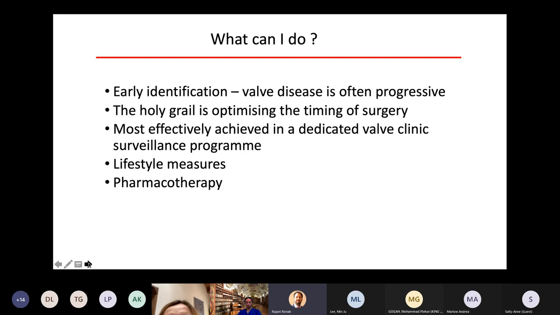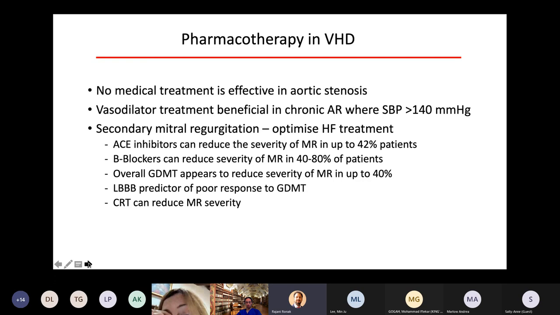We personally feel that this is most effectively achieved in a dedicated valve clinic where we can monitor outcomes, we have a callback policy for patients at guideline-directed intervals, but where we can get help from our colleagues in the community is helping with the implementation of lifestyle measures, optimizing risk factors such as hypercholesterolemia, hypertension, advising patients to maintain a healthy weight, and also early identification of those patients who may have moderate or more valvular heart disease.